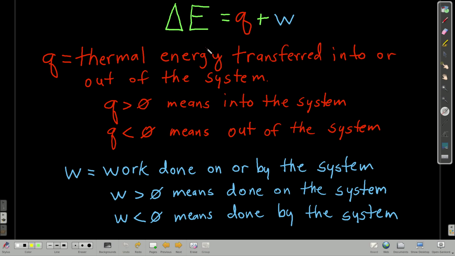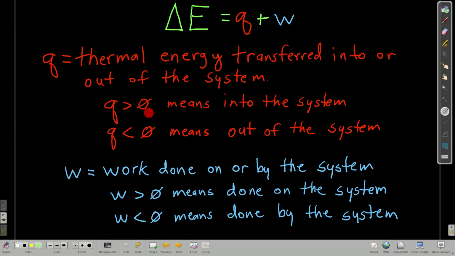Now, there are two means by which internal energy can be transferred into or out of a system. That's by transferring thermal energy, heating it up or cooling it down, or having work done on or by the system. There are different kinds of work. We're going to look at one specific kind of work in just a moment. But memorize this equation: delta E, the change in internal energy of a system, is equal to Q plus W. Q means the thermal energy transferred into or out of the system, and W means the work done on or by the system. Now, the signs are really important here.